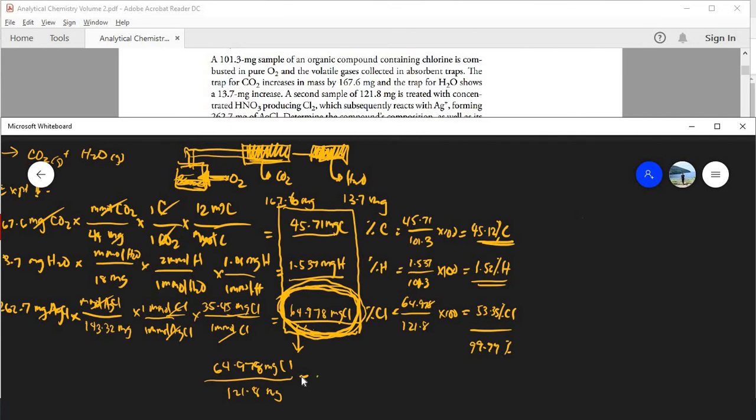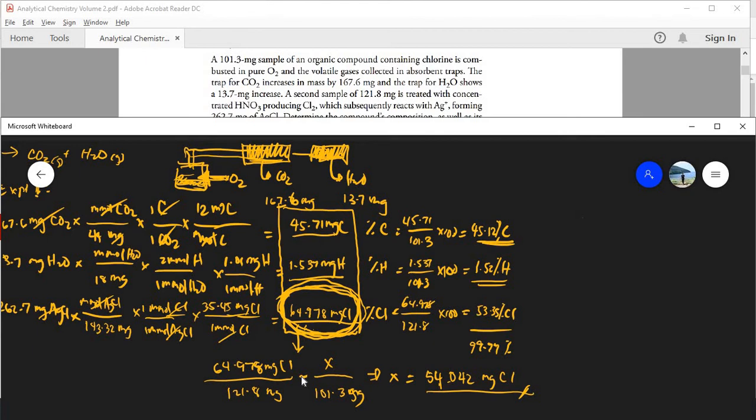So we can use ratio and proportion to ask how much chlorine would have been produced if we had used 101.3 milligrams of sample, the same sample we used to analyze carbon and hydrogen. In this case, X, the amount of chlorine, would have been 64.978 times 101.3 over the original sample mass. That's 54.04. So we could have only produced 54.042 milligrams of chlorine if we used 101.3 milligrams of sample. We would not get 64, right?